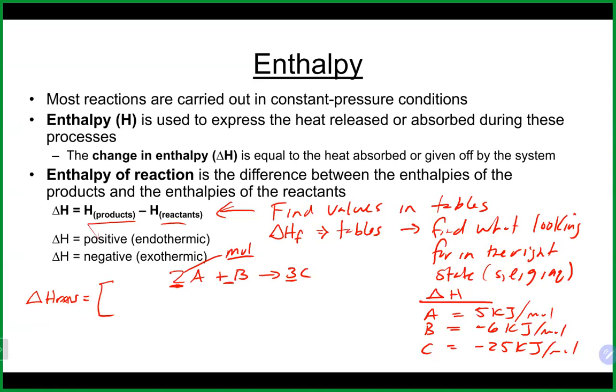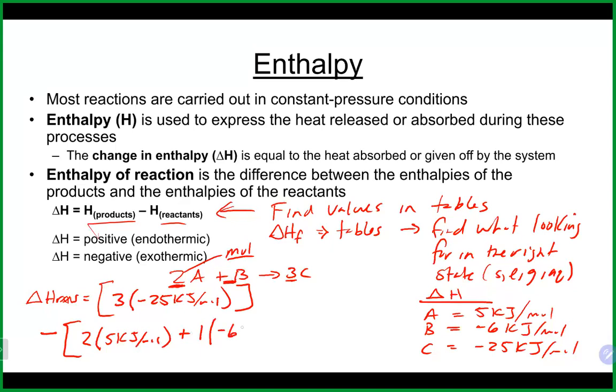So we were going to do this. We would start on our product side. We would take 3 times the value of C from the table, which would be minus 25 kilojoules per mole. And that's all of our products. We are then going to subtract from it all of our reactants. On our reactant side here for A, there is 2. So we would take 2 times the value of A from the table. There is also another reactant here, which is B, which means we would add it to the other reactant. And again, you don't need to really put the 1, but it's basically 1 times the value we would see for B in this case.